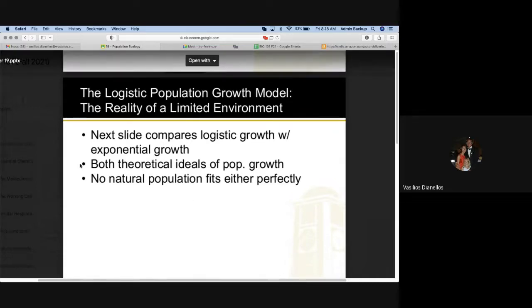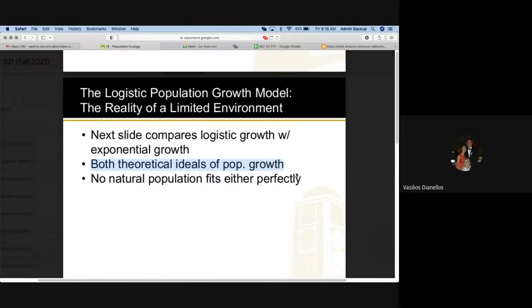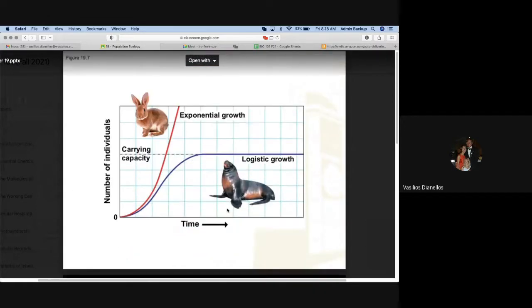And again, like I said earlier, both of these are theoretical ideals of population growth, and no natural population fits either perfectly, which again goes back to that idea where I was showing you the dots versus the red line, right? It's just a model. It's theoretical.